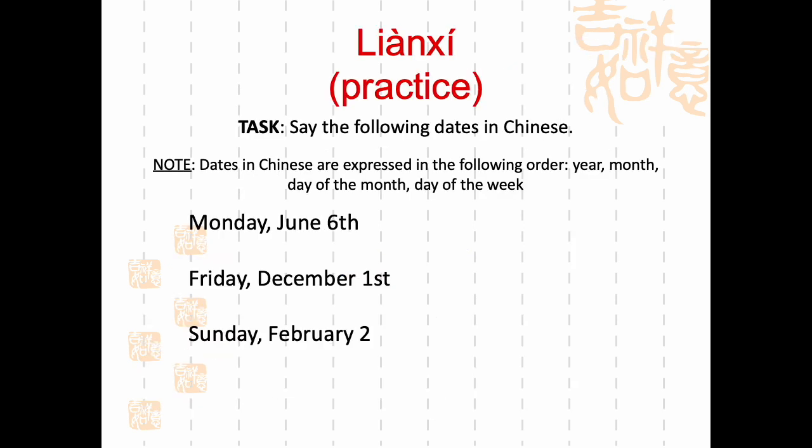好，我们来练习. Let's practice. Try saying the following dates in Chinese. And don't forget that dates in Chinese are expressed in the following order. The year comes first, followed by the month, followed by the day of the month, and lastly the day of the week. So Monday, June 6th. 中文怎么说? 六月六号星期一. So June would come first, 六月, followed by the day of the month, the 6th, 六号, and then followed by Monday, 星期一. 好, Friday, December 1st. 中文怎么说?